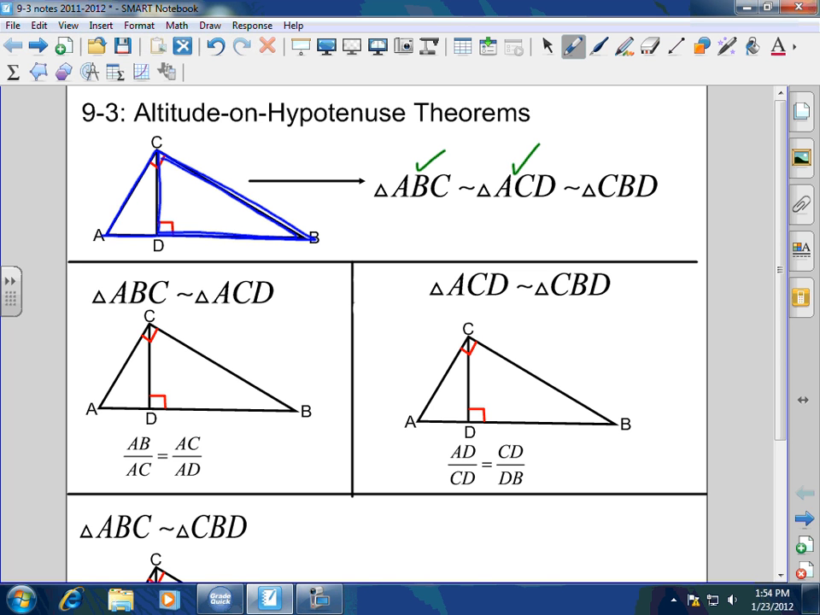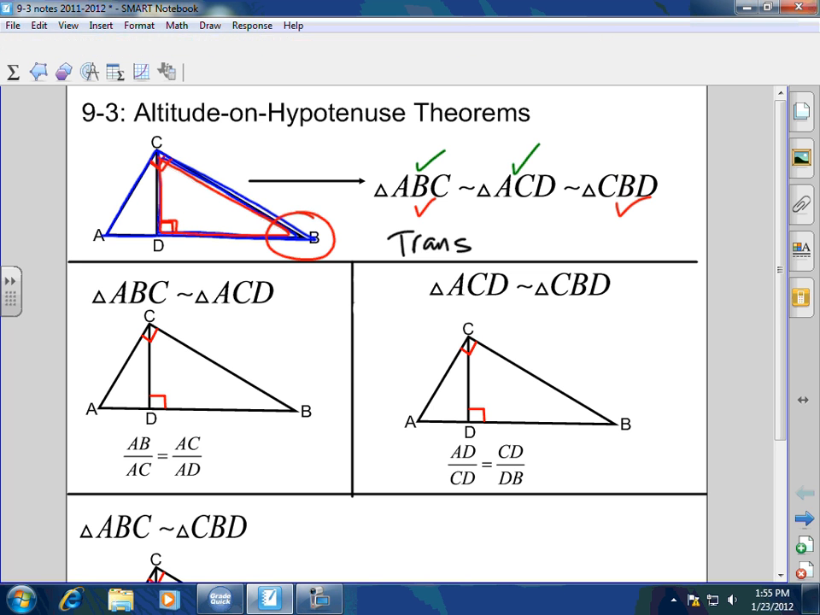Okay? So in this case, this is your second triangle. We have a right angle, and we have a right angle, and angle B is being shared. So we know that ABC is similar to ACD, and now we know that ABC is similar to CBD. So then now, how is ACD similar to CBD? Because of transitive property.